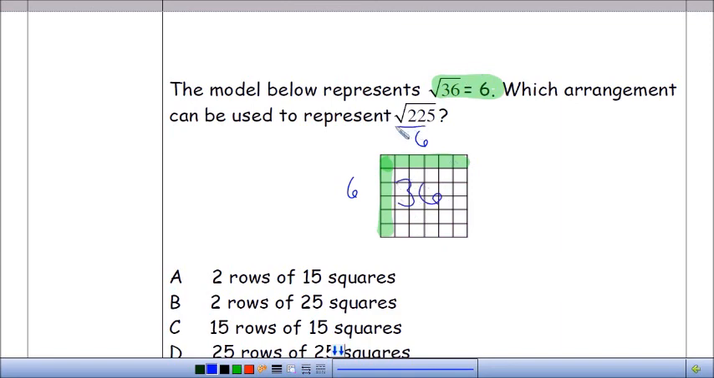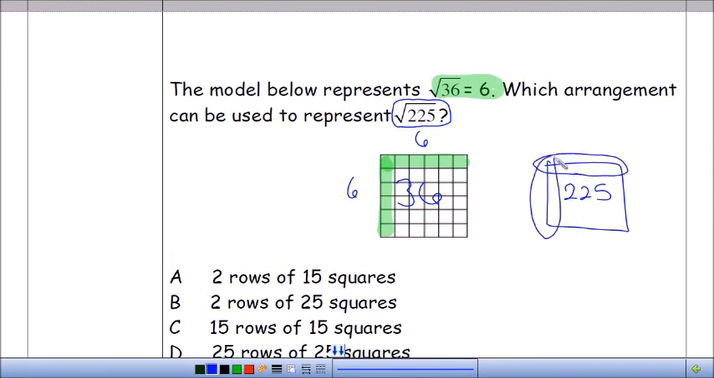So if they want to know what model would represent the square root of 225, well, we have to have 225 in the middle somewhere, and we want to know how long the sides are going to be. So we're going to have 2 rows of 15 squares? Probably not, because we know that this number and this number have to be the same. So by just looking at that information, the 2 and the 15 cannot be right. 2 and 25 cannot be right. The only answer is 15 times 15 or 25 times 25.